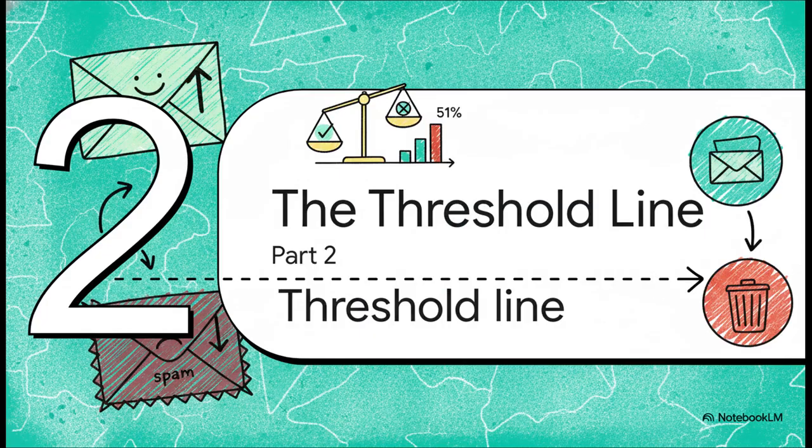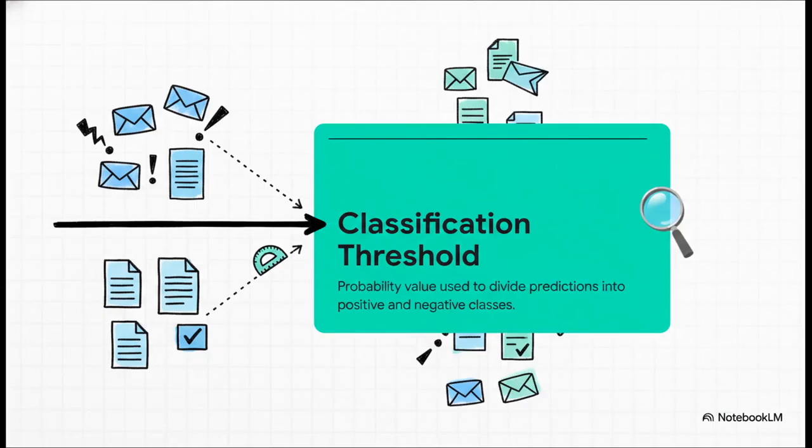Which brings us to part 2, drawing the threshold line. Because at the end of the day, your email inbox can't just hand you an email and say, hey, this is 51% spam. It has to make a firm choice. It either drops it in your main inbox or it banishes it to the spam folder. There is no in-between. So the crucial point here is that we, meaning the humans actually designing the system, have to tell the model exactly where to draw that line.